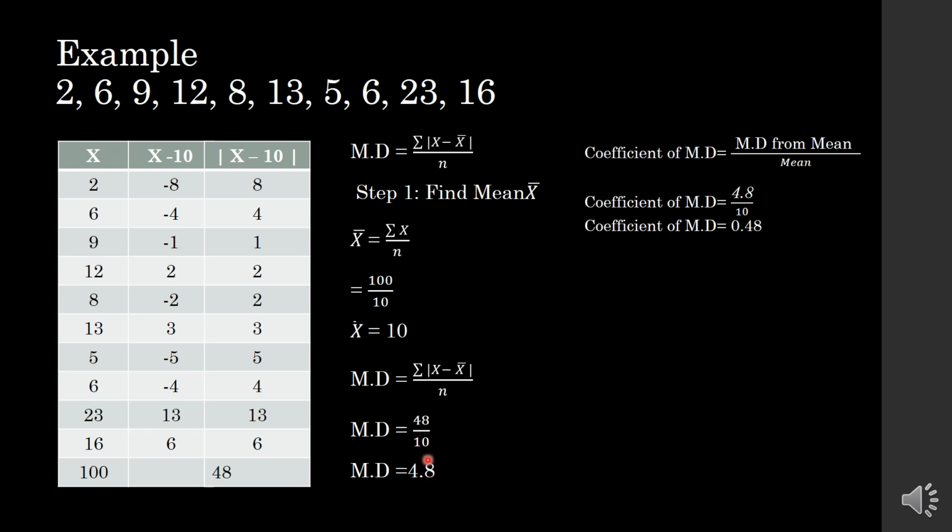Once you find the mean deviation, you find the coefficient of mean deviation. The coefficient of mean deviation is equal to the mean deviation from the mean value, divided by the mean. Here the mean deviation value, as you can see that we have found, is 4.8, divided by the mean, which is 10. So I put all those values here and calculate with the calculator. It is a very simple step. So I just find the coefficient of mean deviation here. In this way we can find the coefficient of mean deviation, or the mean deviation, from the ungrouped data.